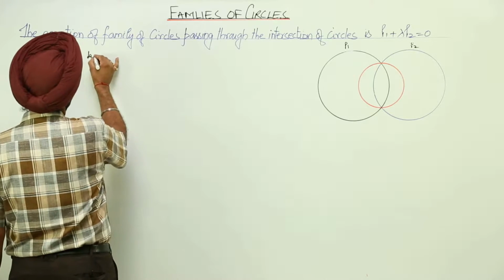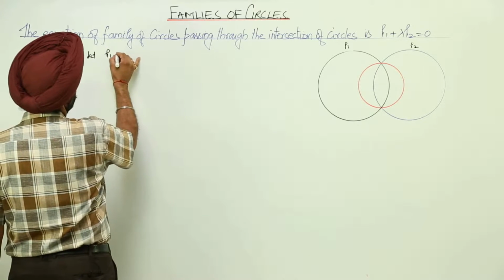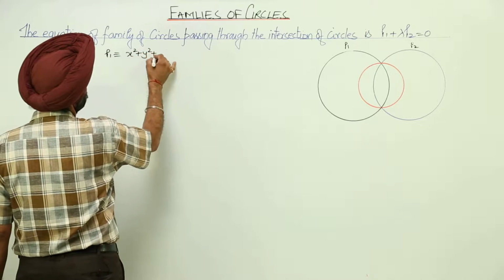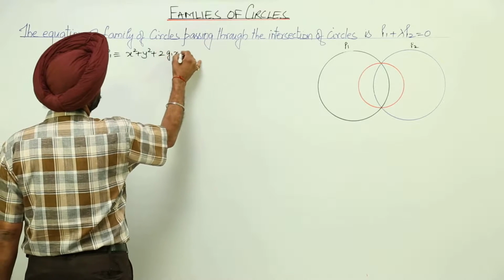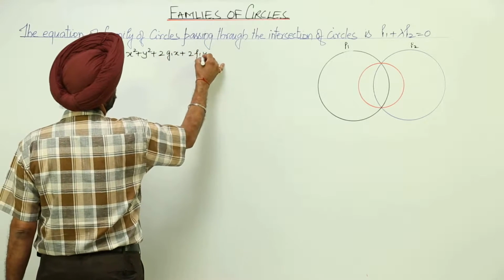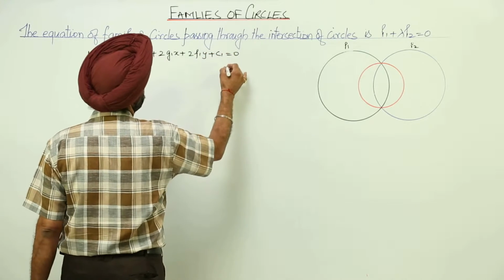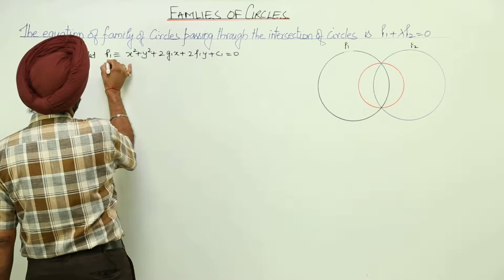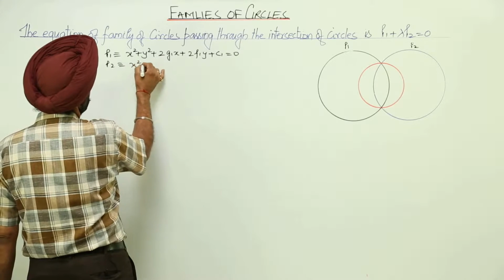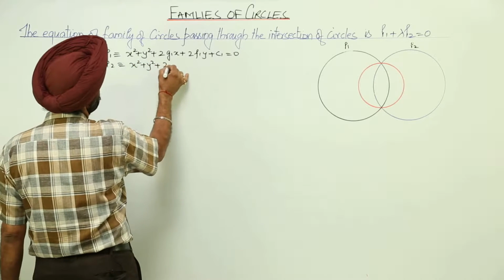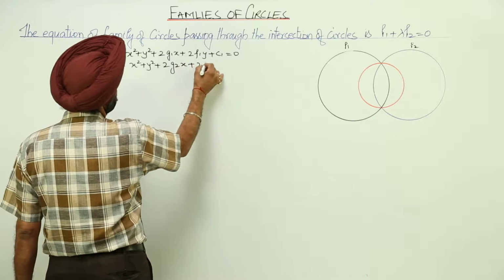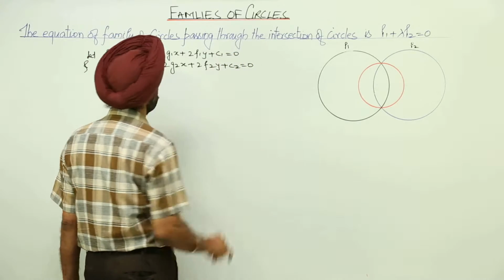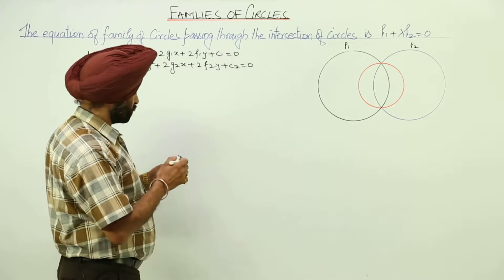Now let P1 be identical to x square plus y square plus twice of g1x plus twice of f1y plus c1 is equal to 0. And P2 be x square plus y square plus twice of g2x plus twice of f2y plus c2 is equal to 0. These are the equations of the circles.